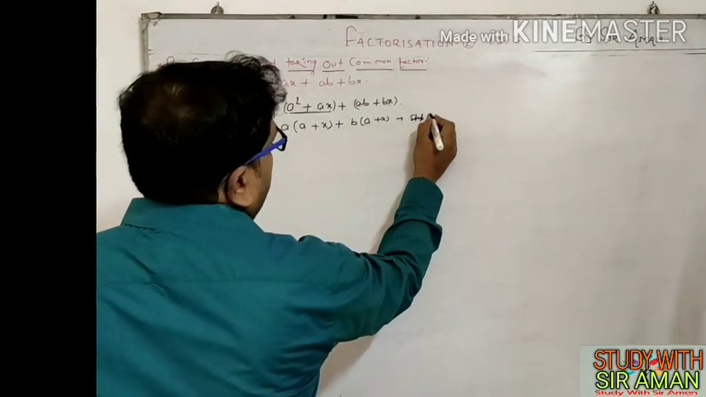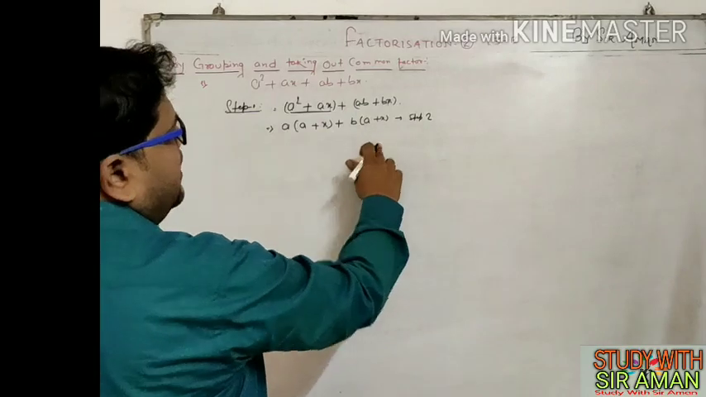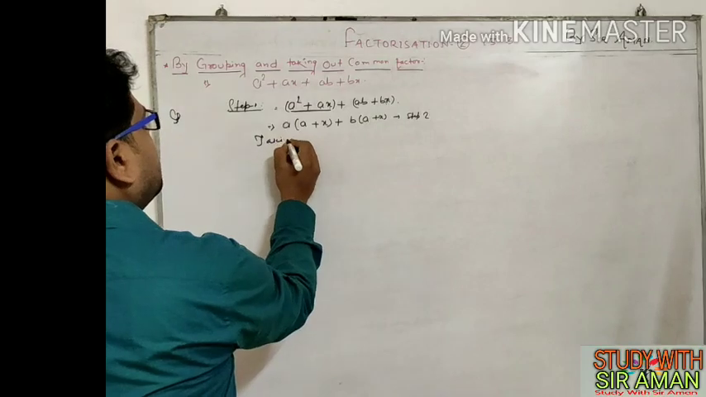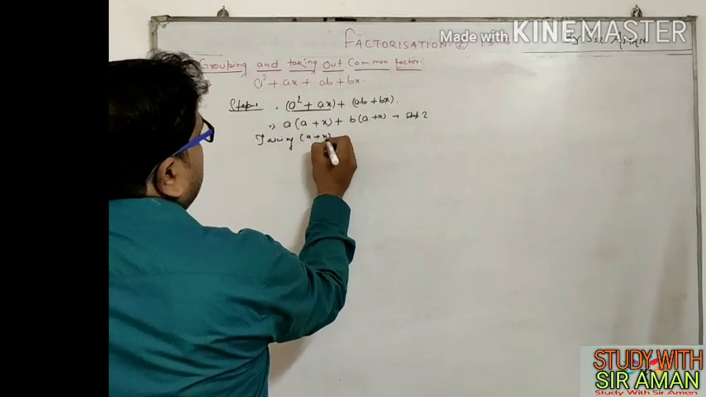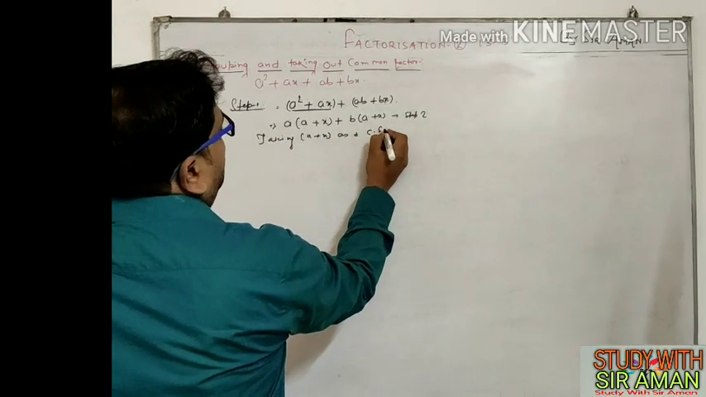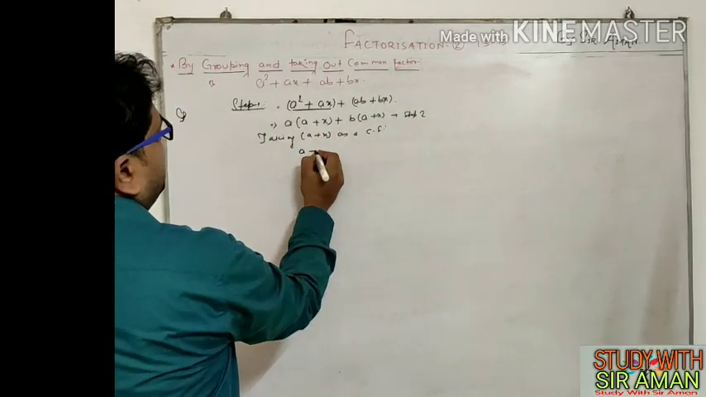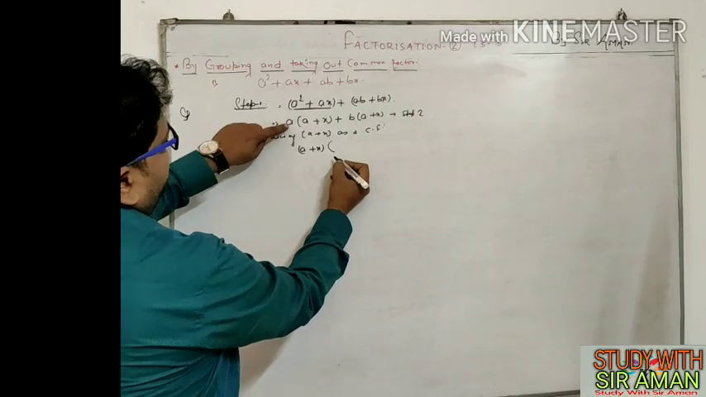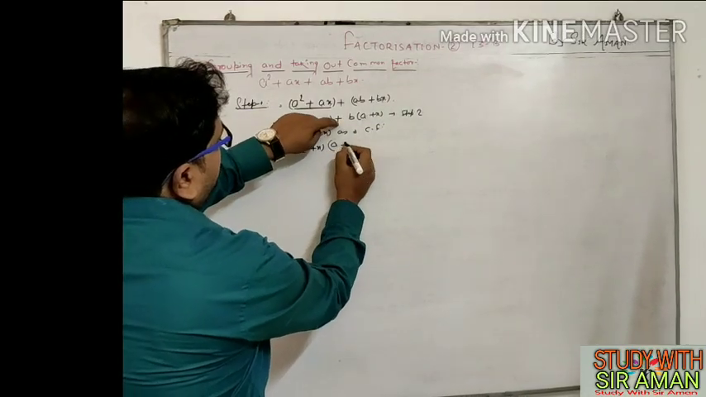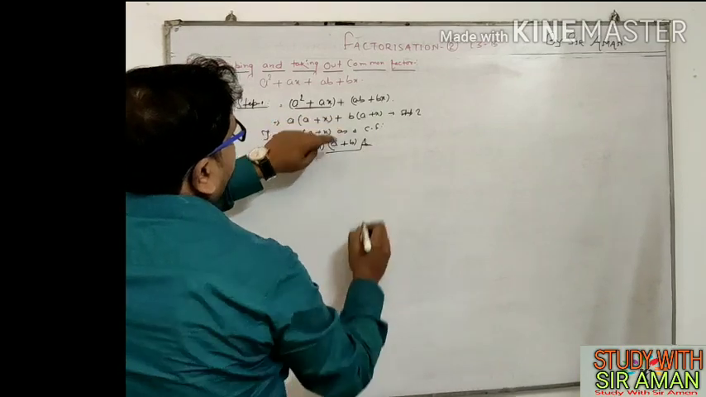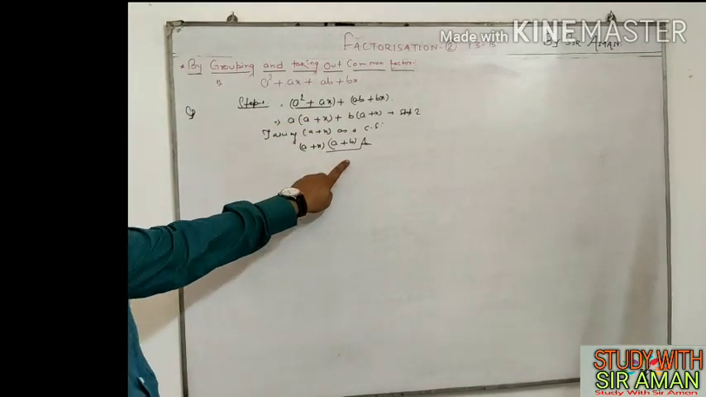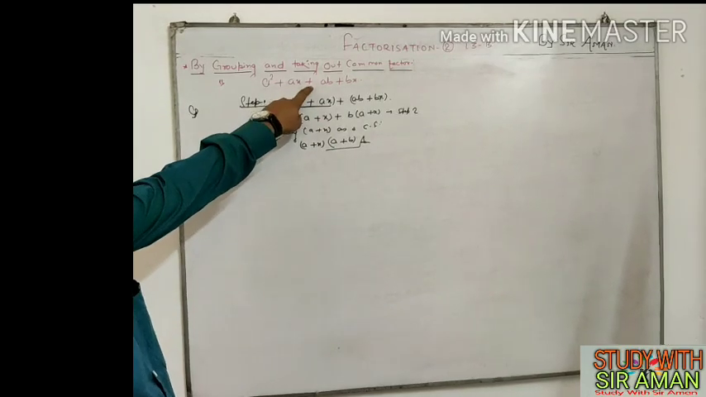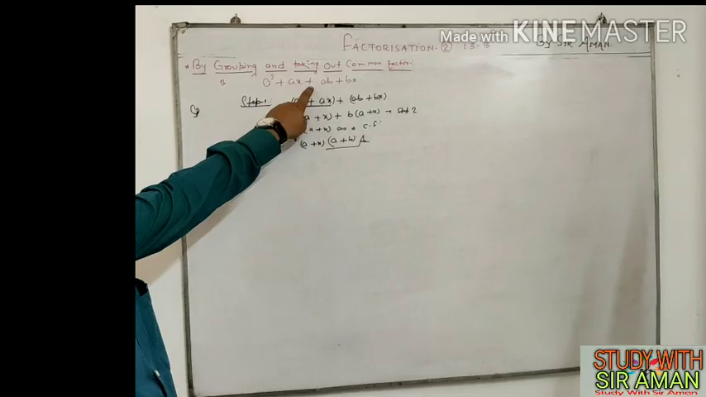Step 2. Here is A plus X, here is A plus X. We can take A plus X as a common factor. A plus X we have taken from here and from here. What is left? This A is left, and plus B is left. It is our required answer. If you want to check your answer, multiply these two terms and the same question will come.